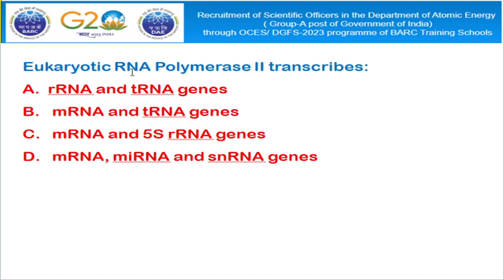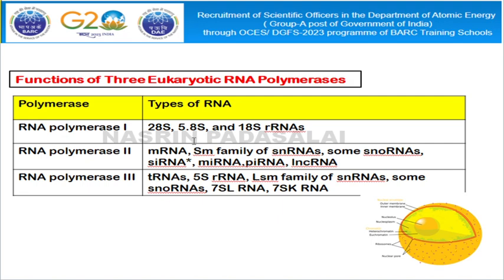Eukaryotic RNA polymerase 2 transcribes. Here, RNA polymerase 1 transcribes ribosomal RNA like 28S, 5.8S, 18S. Whereas RNA polymerase 2 is involved in transcribing messenger RNA and the Sm family of small nuclear RNA and some small nucleolar RNA, siRNA, miRNA, piwi-interacting RNA and long non-coding RNA. Whereas RNA polymerase 3 is involved in transcribing transfer RNA, 5S ribosomal RNA, the Lsm family of small nuclear RNA and other small nucleolar RNA, 7SL RNA and 7SK RNA.